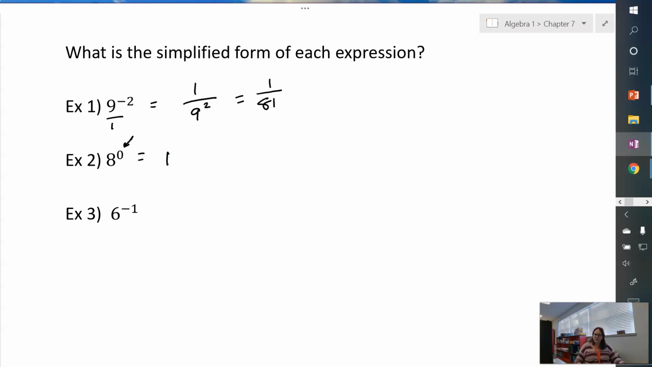Last one, 6 to the negative 1. Move it downstairs. 6 goes downstairs. The 1 becomes a positive 1. Upstairs is empty, so put in a 1. Now we don't have to write the number to the 1. So this 6 to the 1, you don't have to write that 1. So you can just say 1/6.